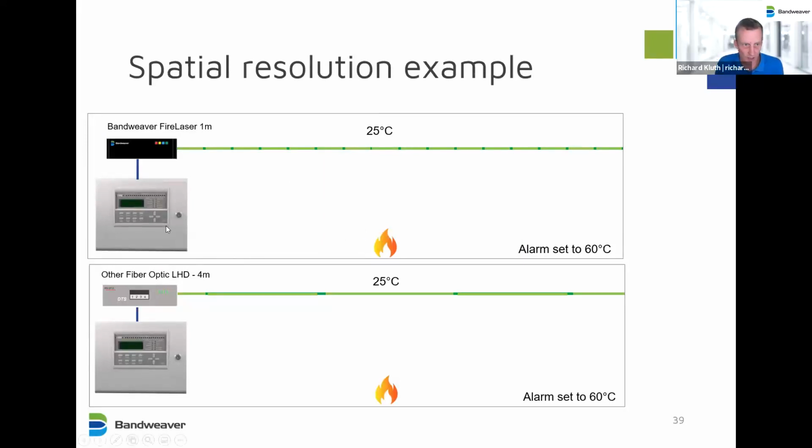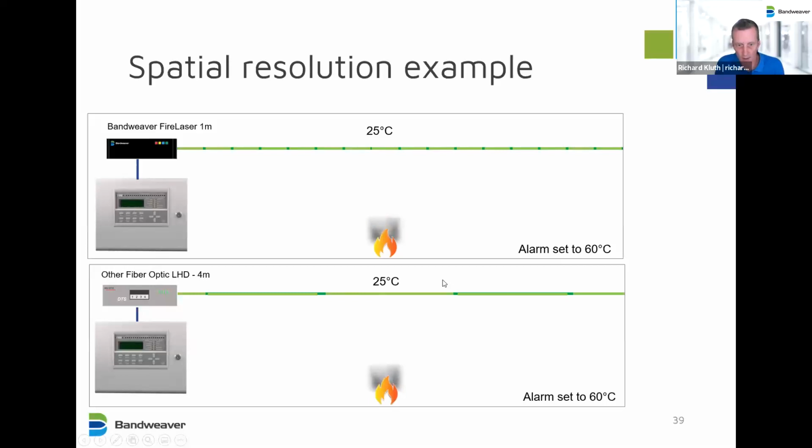So if we look at this top example here, we have the Bandweaver FireLaser system with a 1 meter spatial resolution. So you're getting 1 meter along the length. There's initial temperature of 25 degrees C, alarm set to 60 degrees C. The other system, 4 meter spatial resolution, so you can see it's broader, also starting at 25 degrees C. And as the fire evolves, we'll see how the temperature that the systems is measuring goes up, but goes up at different rates based on the spatial resolution.